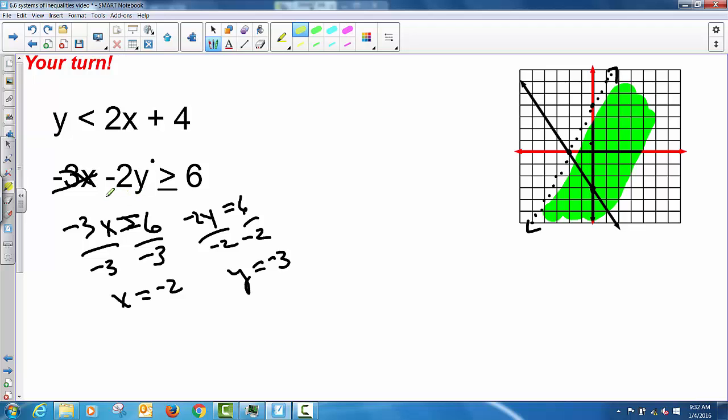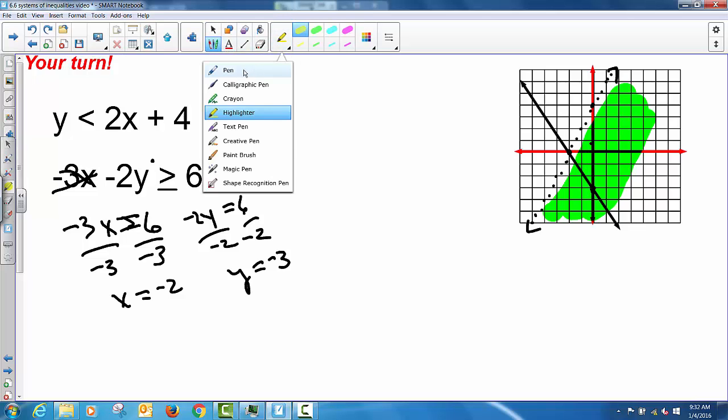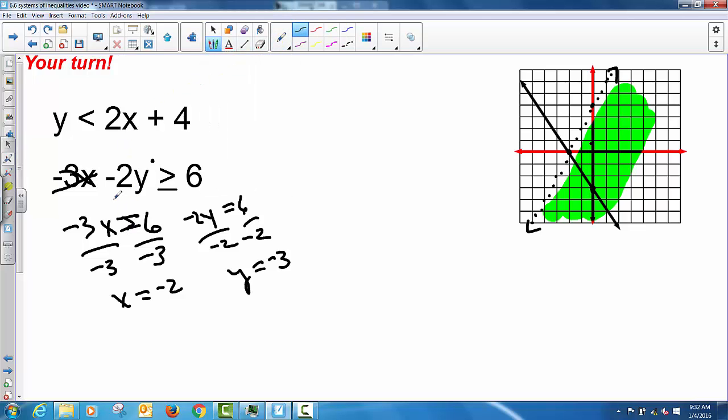Alright, now something very important here. Let me get back and get a pen, because this is important. See how this says negative 2y? What's going to happen if I divide this by negative 2? What happens to this? Remember that whenever you divide by negative or multiply by negative, that changes the direction of the inequality.